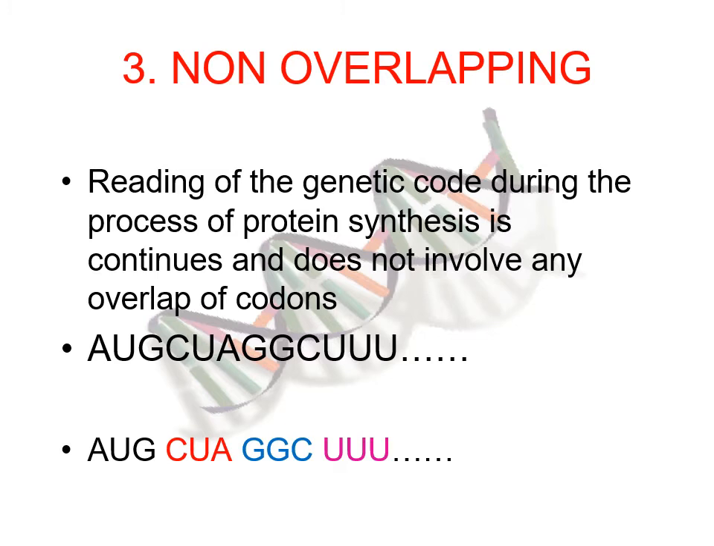It's not like AUG and then you start again with GCU like that. Okay, so in a sequence of 3, it is continuously read. So that means genetic code is non-overlapping.